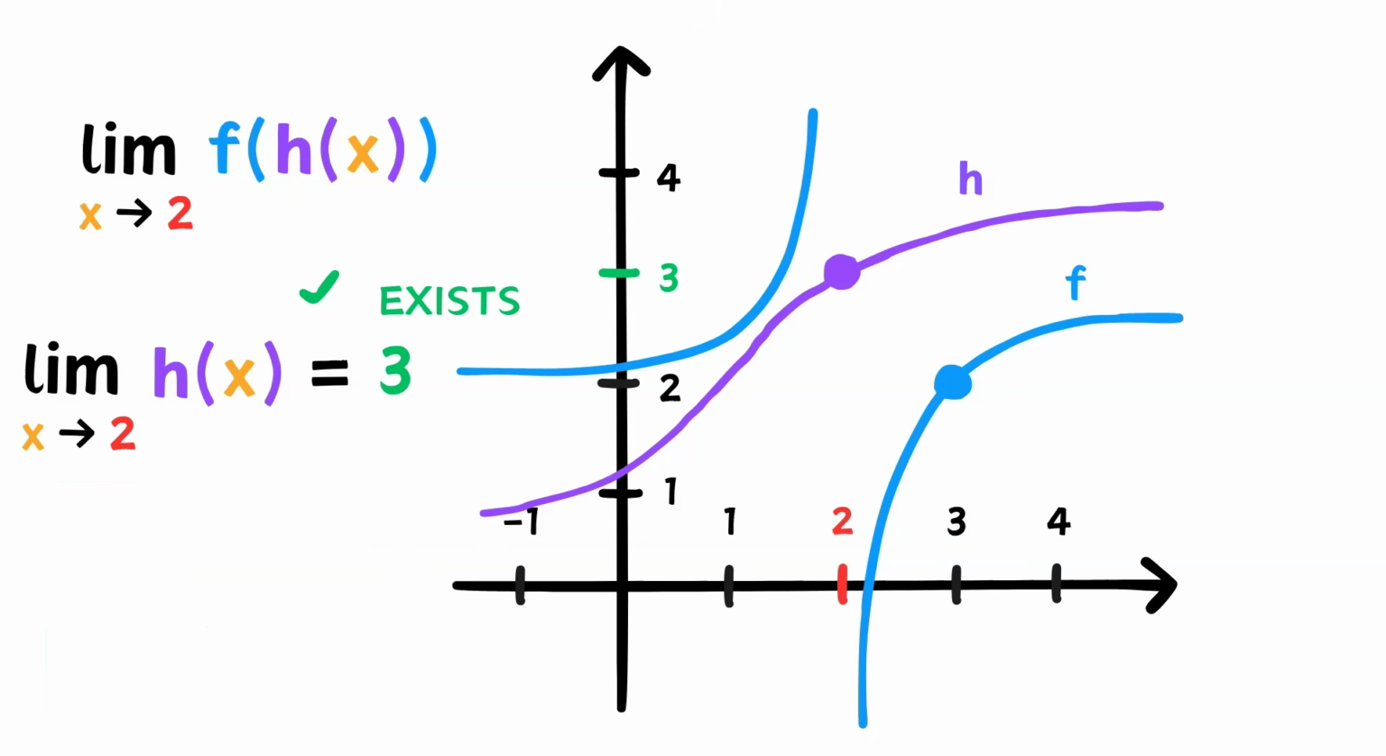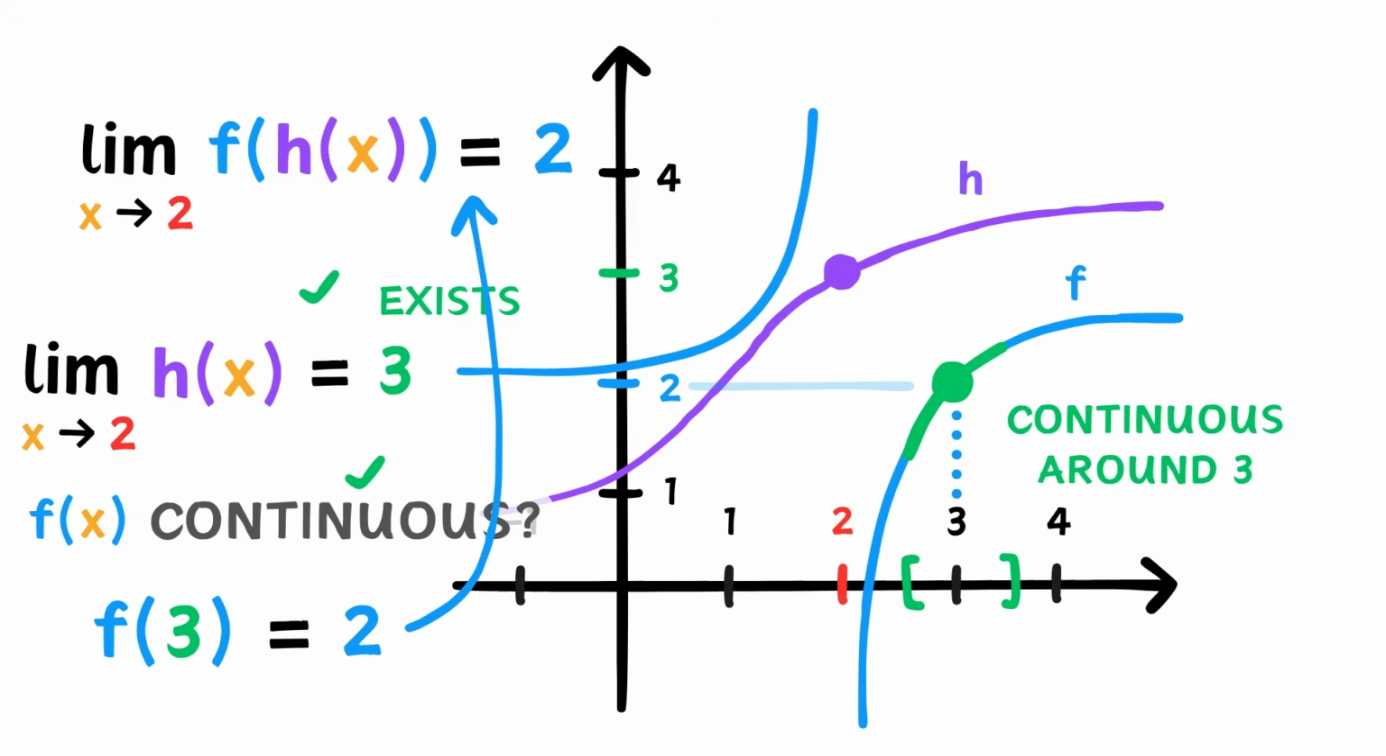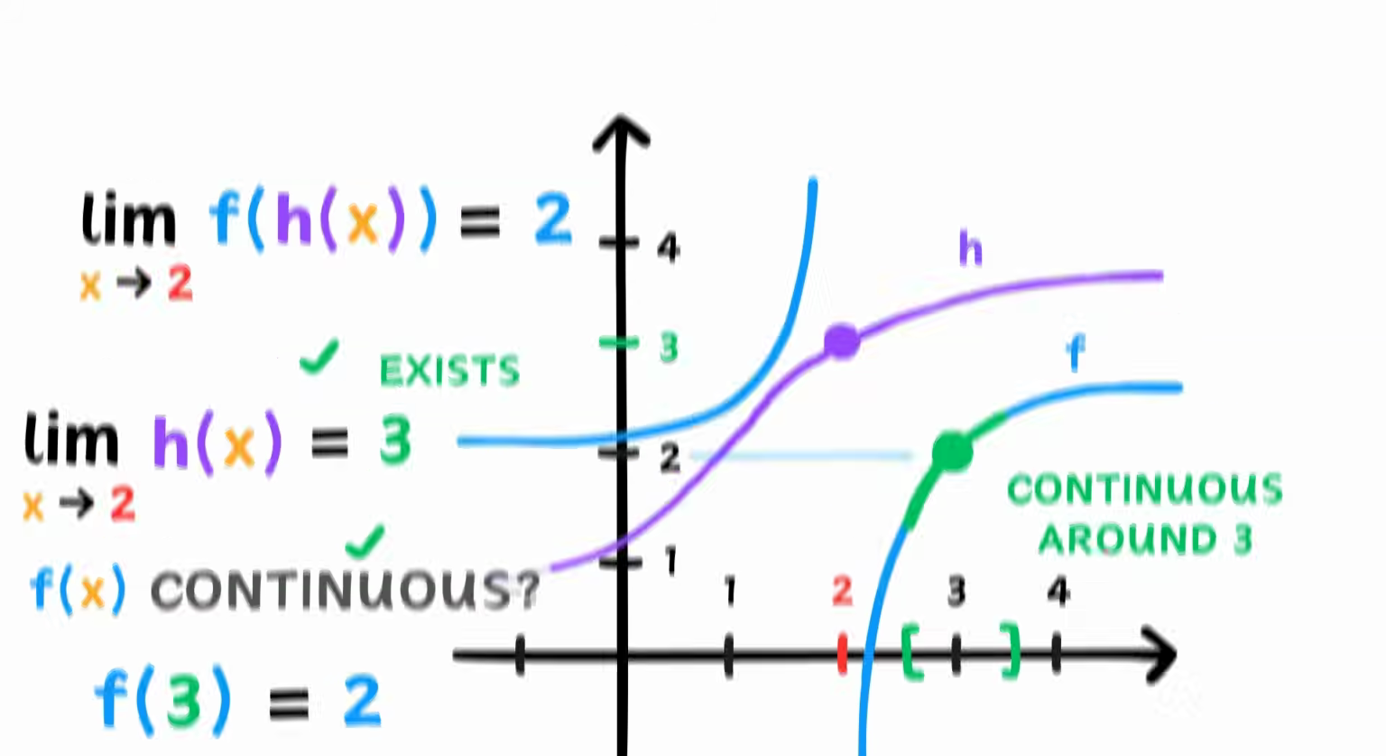It exists. So now we need to check, is f of x continuous around 3? Well, using our pencil tracing technique, we see that we can draw f of x without lifting up our pencil, so it is continuous. Since the limit of the inner function exists and the outer function is continuous, we know that the limit of the composite function is the outer function's value at the limit of the inner function. f of 3 is 2, so the limit of f of h of x as x approaches 2 is 2.